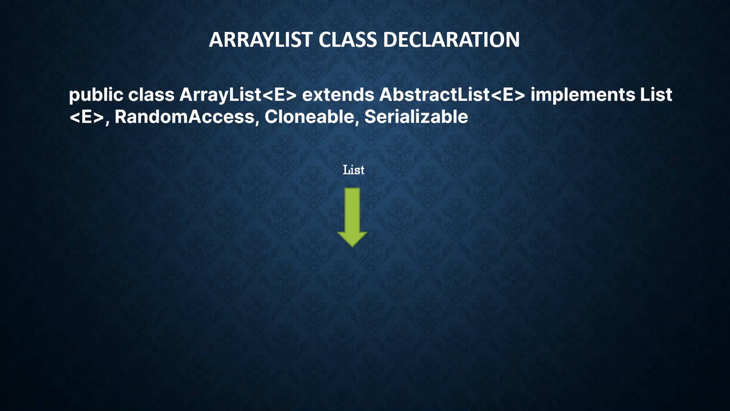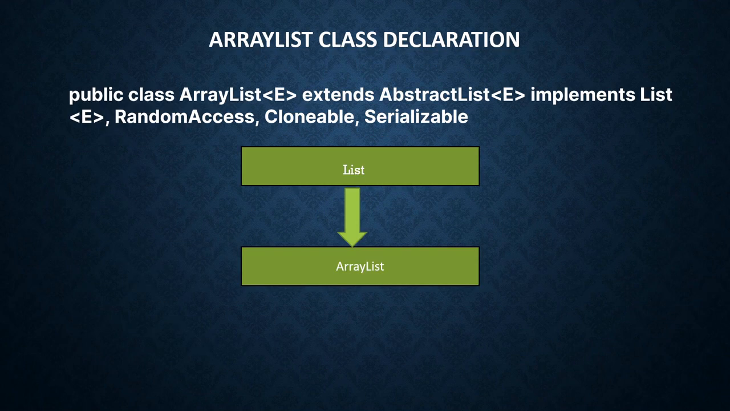And next, ArrayList class declaration. How the ArrayList is declared: public class ArrayList extends AbstractList. The ArrayList extends AbstractList also, and it implements the List interface. Already we know that it implements the List interface, and RandomAccess, Cloneable and Serializable. These are the interfaces implemented by the ArrayList: List, RandomAccess, Cloneable and Serializable. And this is the chart, like List implements the ArrayList.